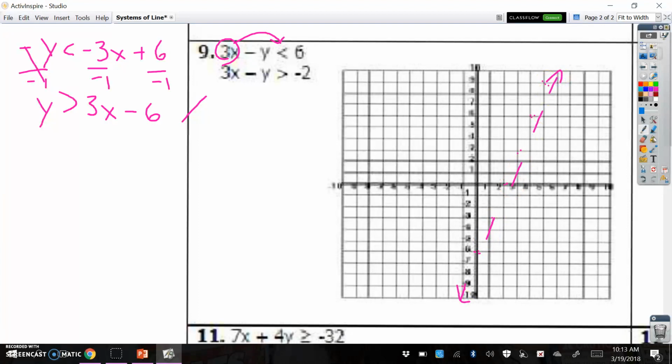Now which side are we going to shade? We have 0 is greater than negative 6. Is 0 greater than negative 6? Yes, it is. So we shade on the side with the point 0, 0. So we shade that side with the point 0, 0.